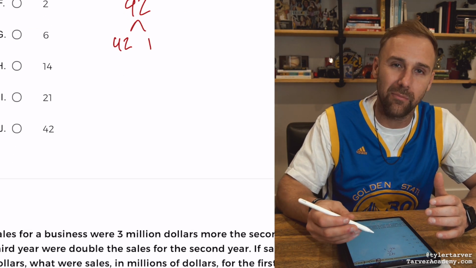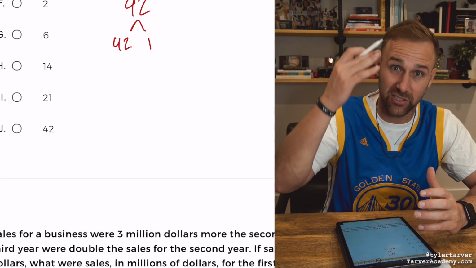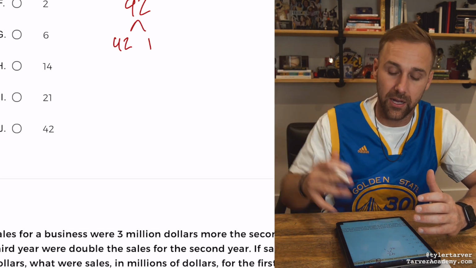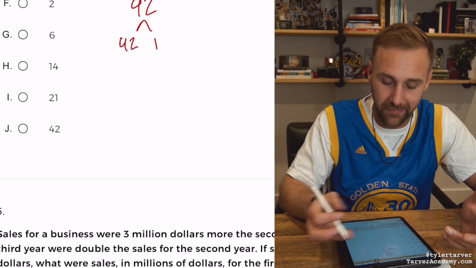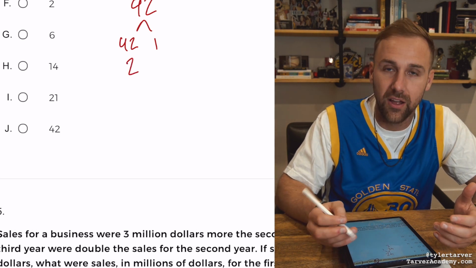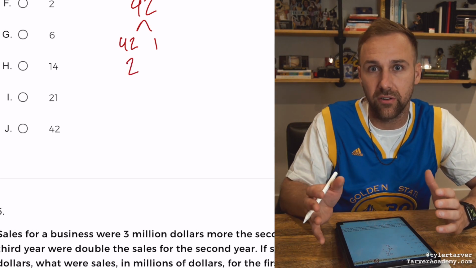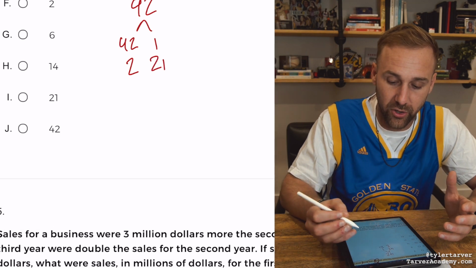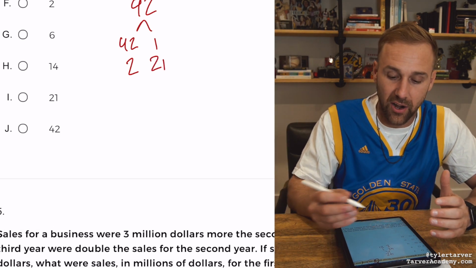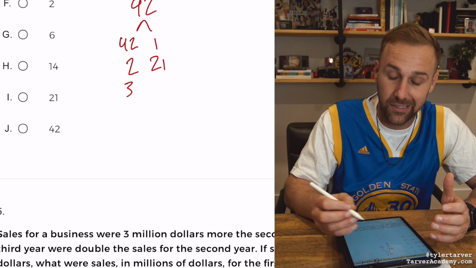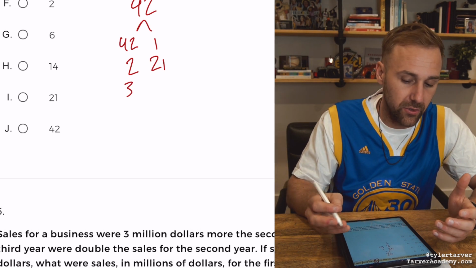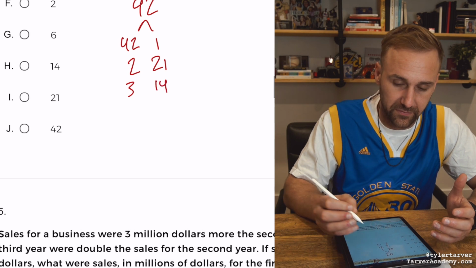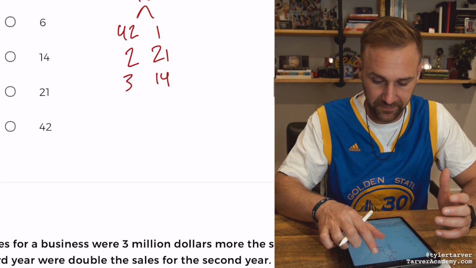Let's keep listing them out. I like to start at 1 and work my way up. So we did 1. Now, does 2 go into it? Absolutely. What times 2 equals 42? 21. So 2 and 21 are both factors. Does 3 go into 42? Yes, it does. That's 14 times. If I'm wrong, tell me in the comments.